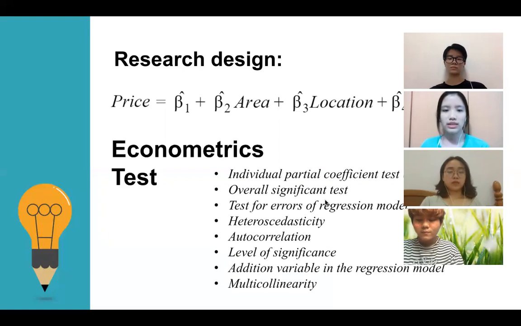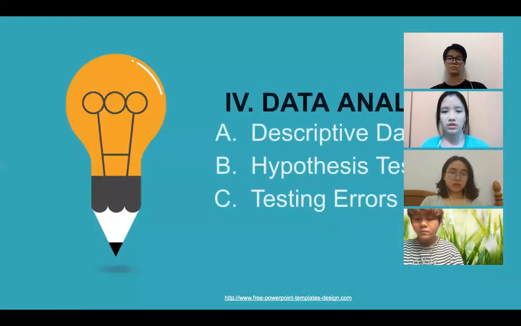In order to decide how effective our model works or not, we do some econometric tests: t-test, overall significance test, test for error term, and additional variable in regression model. This is all about the methodology. Let's move to the next part, which is about the data analysis.